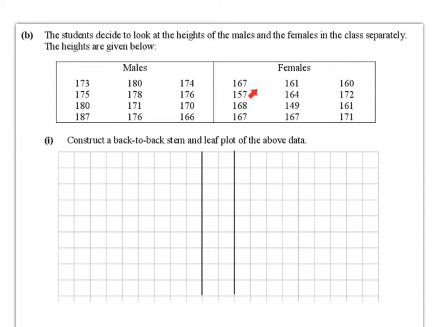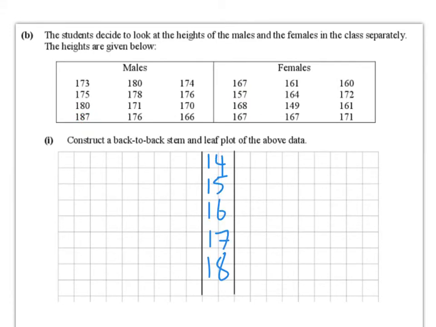So I'm going to start with the females. I'm going to put the females on the right hand side. Again, I'm going to take the lowest value that I see, and it's 149. And the lowest value in the males, 149 is the lowest value altogether. So I start with 14 in my stem, and the highest value again is 187. So I need to go from 14 to 18 in my stem.